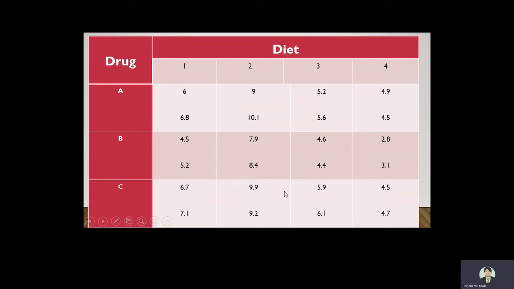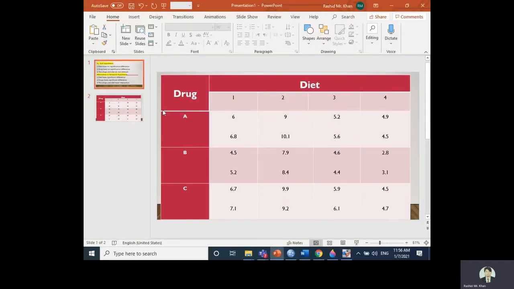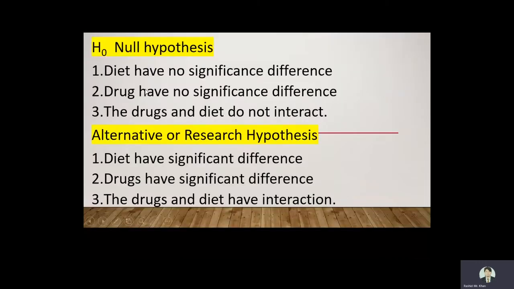So now we have here three null hypotheses. That diet 1, diet 2, diet 3, and diet 4 have no significant differences. Drug A, drug B, and drug C have no different results, there is no significant difference. And the drug and diet do not interact, that's an interaction term between these two, drug and diet.